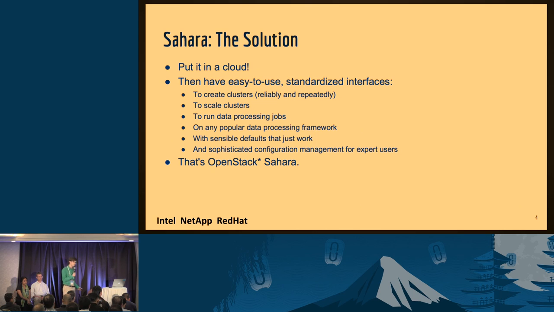So our solution, of course, is to put all this in a cloud, allow you to use interfaces to create clusters, to scale your clusters, and to run elastic data processing jobs, whether you like to use Pig, Hive, Java, MapReduce, Storm, Spark, whatever you like. We give you easy configuration options that just work, as well as very sophisticated in-depth configuration management for those who know how to use it and want to. And that's fundamentally what we do in OpenStack Sahara.